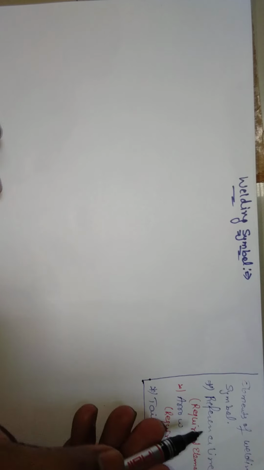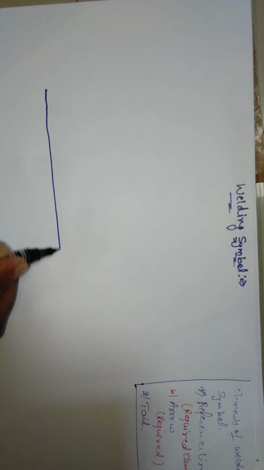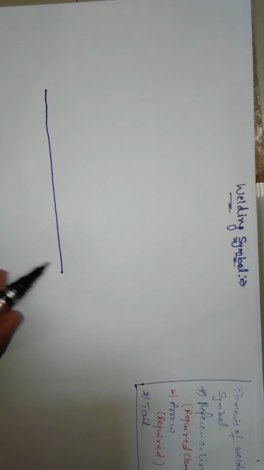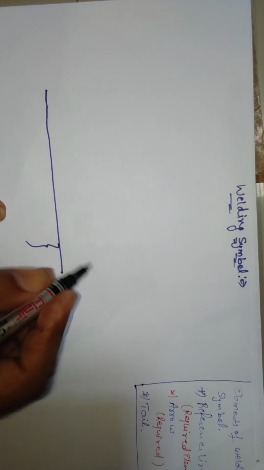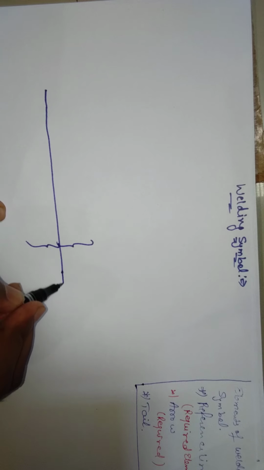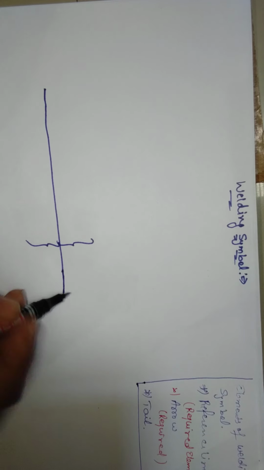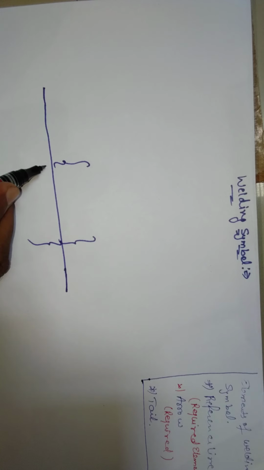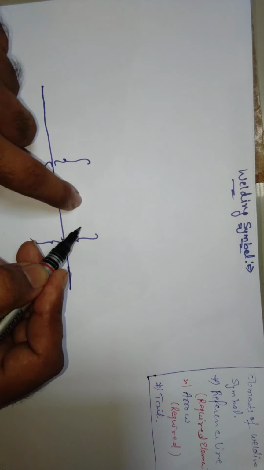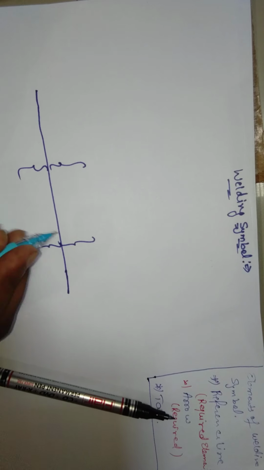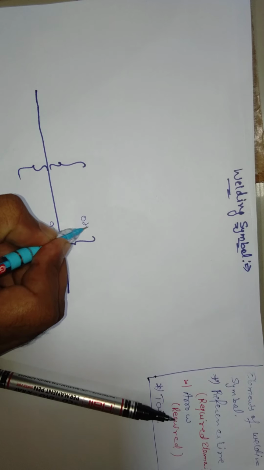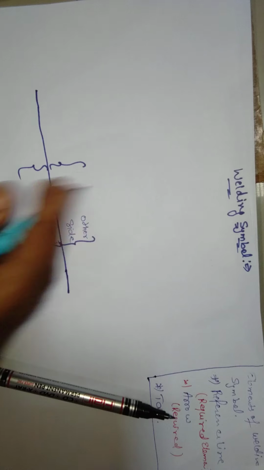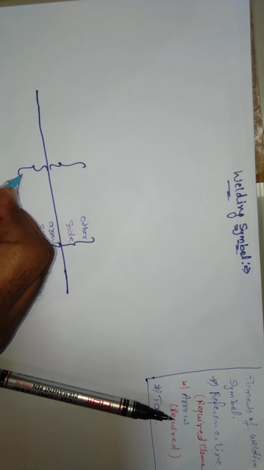Now we will discuss about reference line. Reference line is always drawn horizontally. The lower side of the reference line is known as arrow side and the upper side of the reference line is known as other side. This is arrow side and this is other side, and this means both sides.